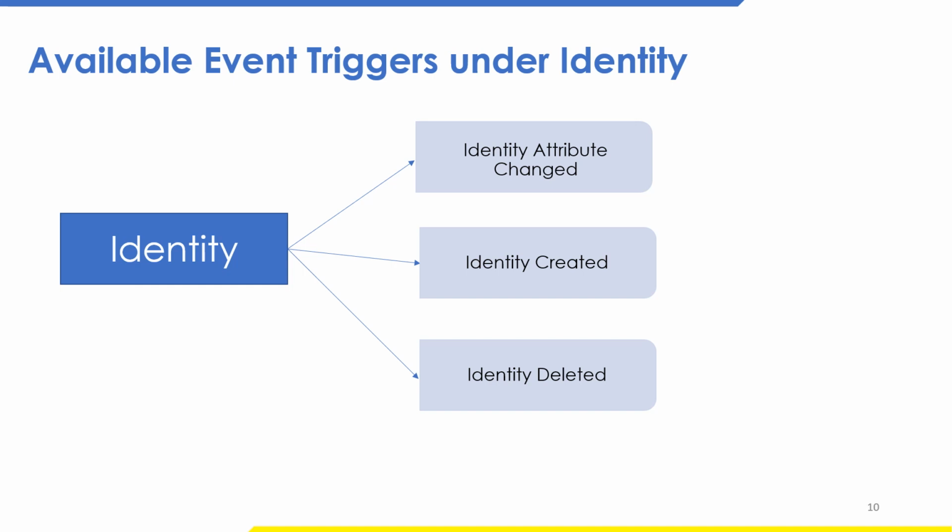Identity created event occurs when a new identity is detected during an aggregation and refreshed from the truth source. New identities are detected when an account from the truth source is not correlated to an existing identity. The identity created event contains all of the identity attributes as they are configured in the identity profile. So this is about the types of triggers that come under identity.